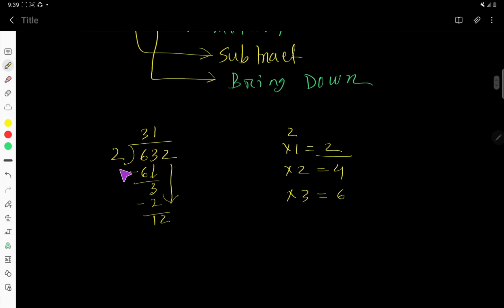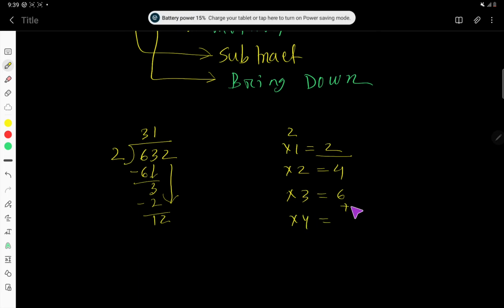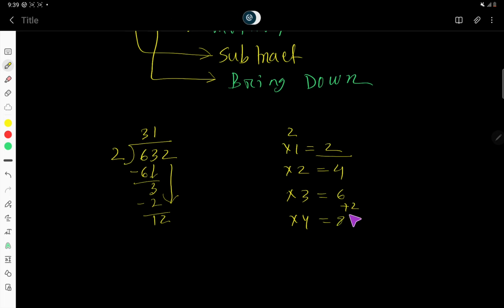Now look, 2 goes into 12 how many times? So let us expand the multiplication table of 2. 2 times 4, just add 2 with this 6, 8, right? Then 5, just add 2 with this 8, 10, 6, 12, just add 2 with this 10. This process will help you to write the multiplication table of any number. So 2 goes into 12 how many times?